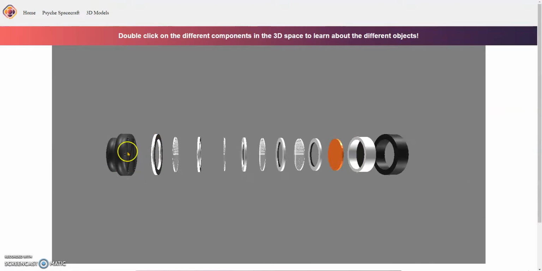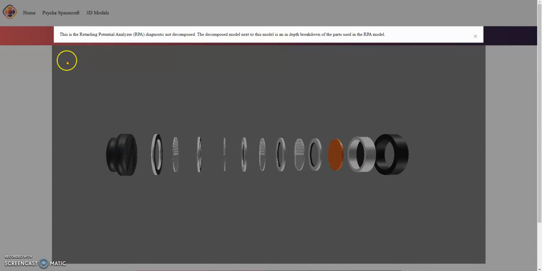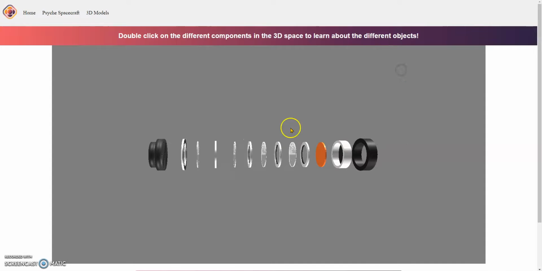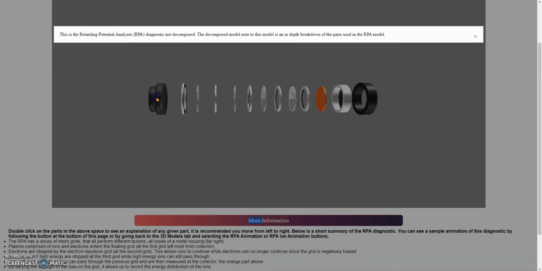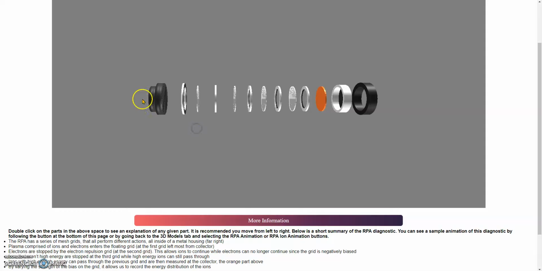Starting with the decomposed view of the retarding potential analyzer, otherwise throughout the rest of this video referred to as RPA, we see all the single components laid out here. If we double click on them, we get a pop-up box giving us information about that specific piece. Scrolling down, we go over more information. These are bullet points giving general information about the 3D model shown, and this information is not information that refers to any specific piece, like this pop-up refers to that specific piece.